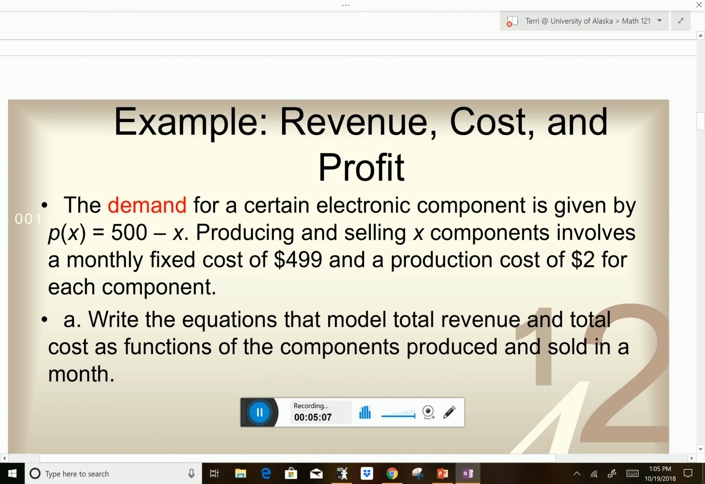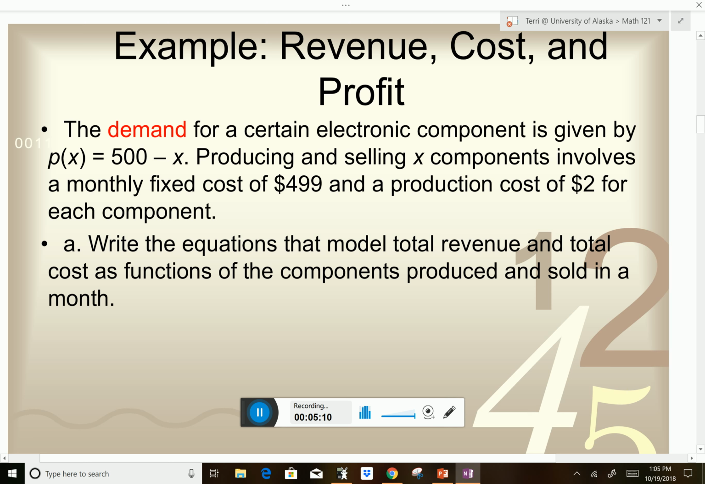So let's move on to, of course, revenue, cost, and profit. The demand for a certain electronic component, I got too lazy to decide what they were, is given by P of x equals 500 minus x. Okay, that is the demand. So producing and selling x components involves a monthly fixed cost of $499. So this is price. So the price is based on a demand function. And a production cost of $2 for each component.